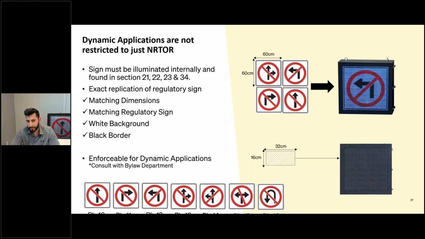What was also interesting about this regulation, if we read it in its entirety, and according to the York Region's interpretation, is that dynamic applications are not just restricted to no right-hand turn on red. As long as the sign is found in sections 21, 22, 23, and 34, this includes, again, the turning restriction signs, the U-turn signs, etc. Then these signs can be used in a dynamic application. You just have to ensure that you match the dimensions of the sign you're trying to recreate, you match the white background, you match the black border, and of course the regulatory sign matches the sign you're trying to create.